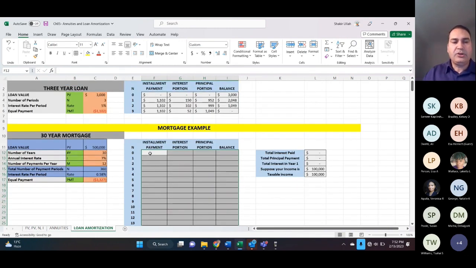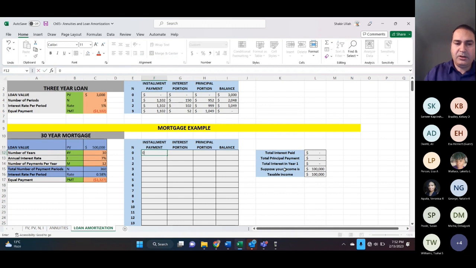Okay, clear. So time zero: no installment, no interest, no principal, and the balance is equal to the total loan amount. That is clear, right? Installment is equal to, let me make this negative, that payment, which is the periodic payment. That is my installment payment. And let me press this F4 button, which means that the reference will remain the same. So that is $3,327. How much of this goes towards interest?